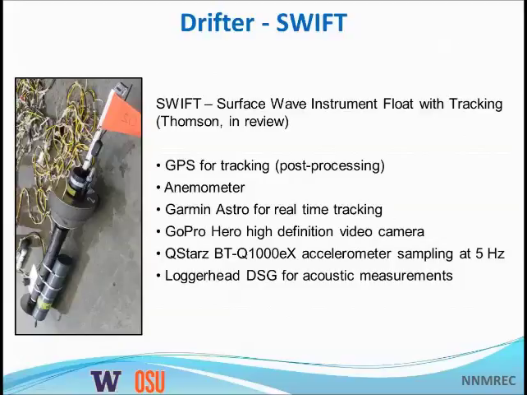And this drifter itself has a GPS unit for tracking and post-processing data. It has an anemometer on top of the spar buoy. It has a Garmin Astro radio frequency transmitter for real-time tracking of the device. It has a high-definition GoPro video camera, so we can see if waves are actually breaking over the buoy itself, which would create some noise. It has a Q-star accelerometer, which samples at 5 hertz, and that allows us to actually obtain wave spectra using this device. And then finally, we have a loggerhead DSG for acoustic measurements. Could I get the next slide, please?